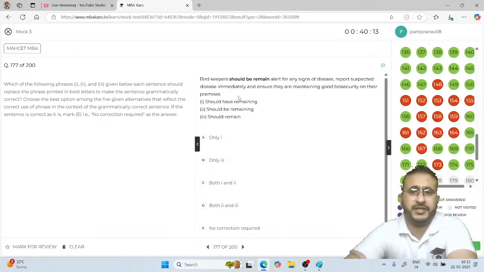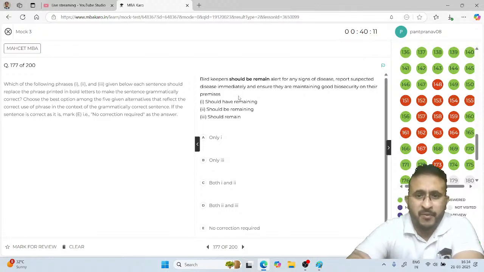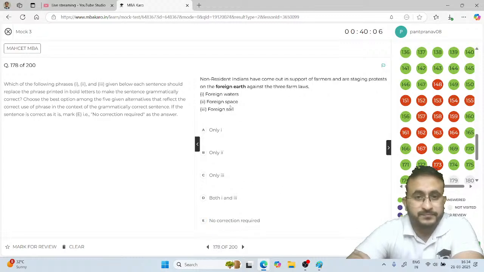Bird keeper should remain alert for. I think no correction is required here. Non-engineer come out in support of farmers and staging protests on the foreign soil. So foreign soil we use.